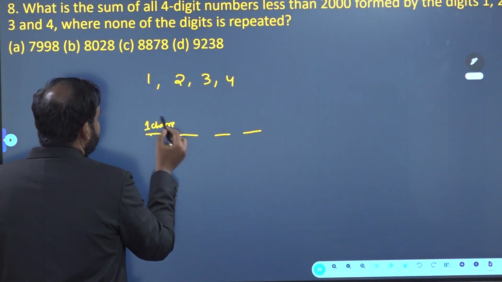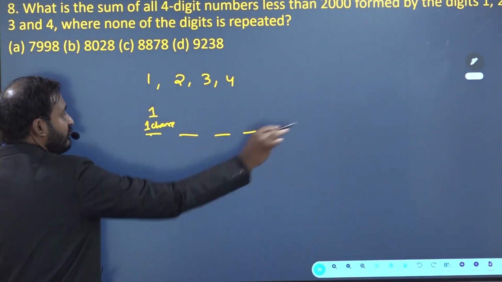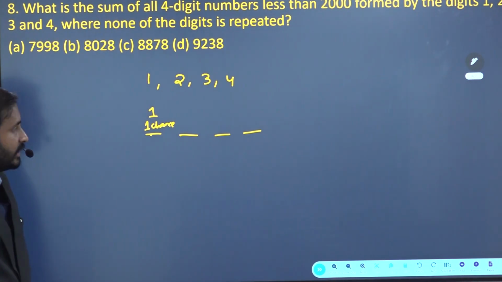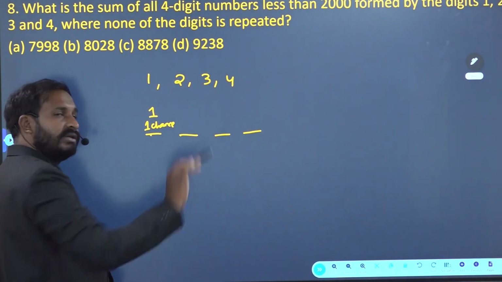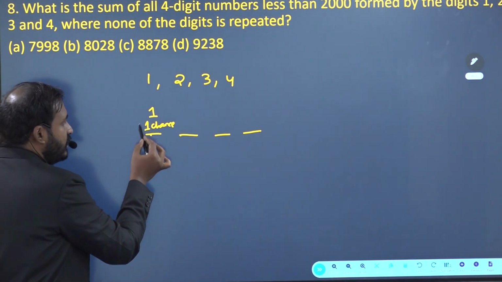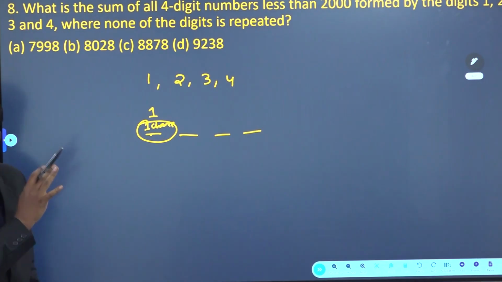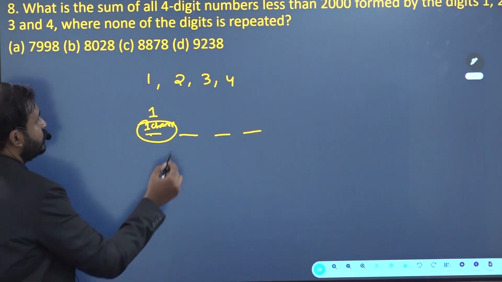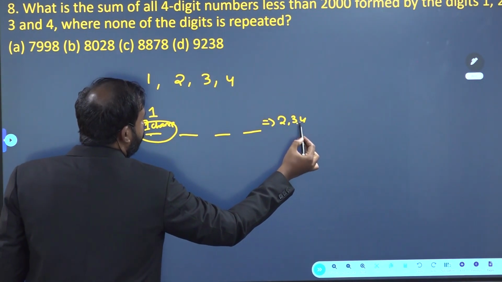Only 1 chance. What is it? I can use only 1. Why? Because if I use 2, it will be beyond 2000. If I use 3, it will be beyond 2000. If I use 4 also, it will be beyond 2000. So definitely for my first position only 1 chance, and it is 1. 1 should be fixed at that position. There is no doubt in that. Now these 2, 3, 4 can be shuffled.